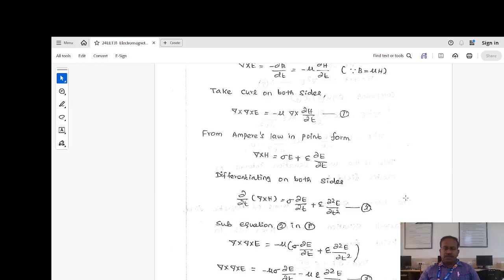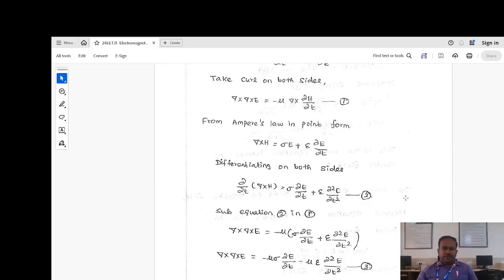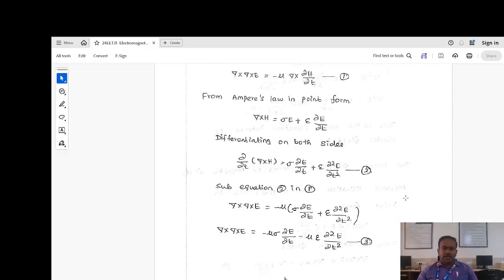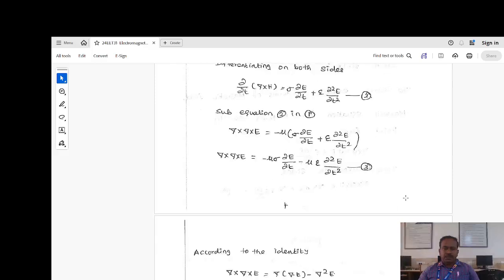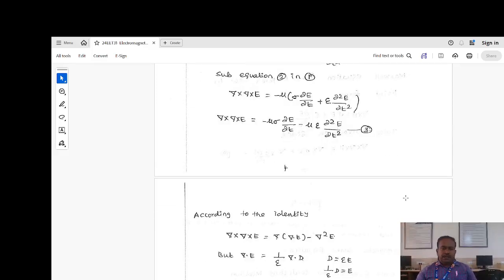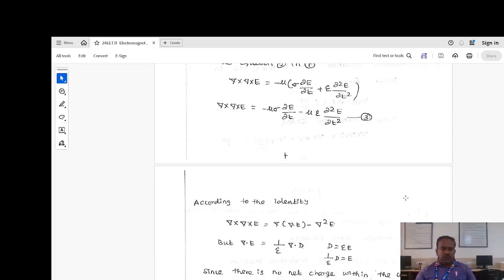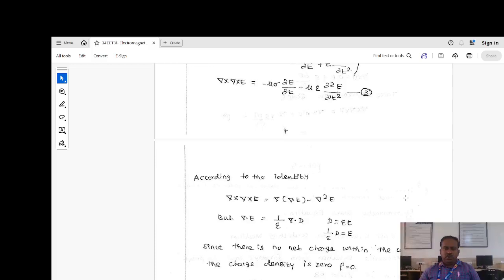So substitute equation 2 in 1. So del cross del cross E equal to minus mu into sigma into dou E by dou T plus epsilon into dou squared E by dou T squared. Therefore, del cross del cross E equal to minus mu sigma dou E by dou T minus mu epsilon dou squared E by dou T squared. So equation number 3. According to the identity, del cross del cross E equal to del into del dot E minus del squared E, but del dot E equal to 1 by epsilon into del dot D, where D equal to epsilon into E.